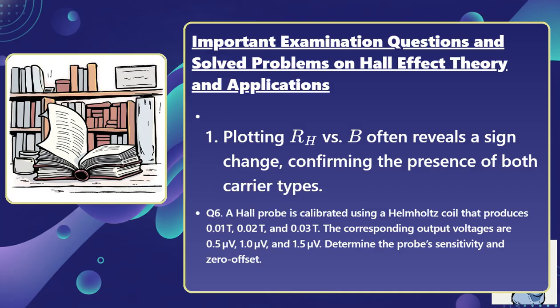Question 6. A Hall probe is calibrated using a Helmholtz coil that produces 0.01 Tesla, 0.02 Tesla, and 0.03 Tesla. The corresponding output voltages are 0.5 microvolts, 1.0 microvolts, and 1.5 microvolts. Determine the probe sensitivity and zero offset. Fit a straight line V equals SB plus V sub 0.